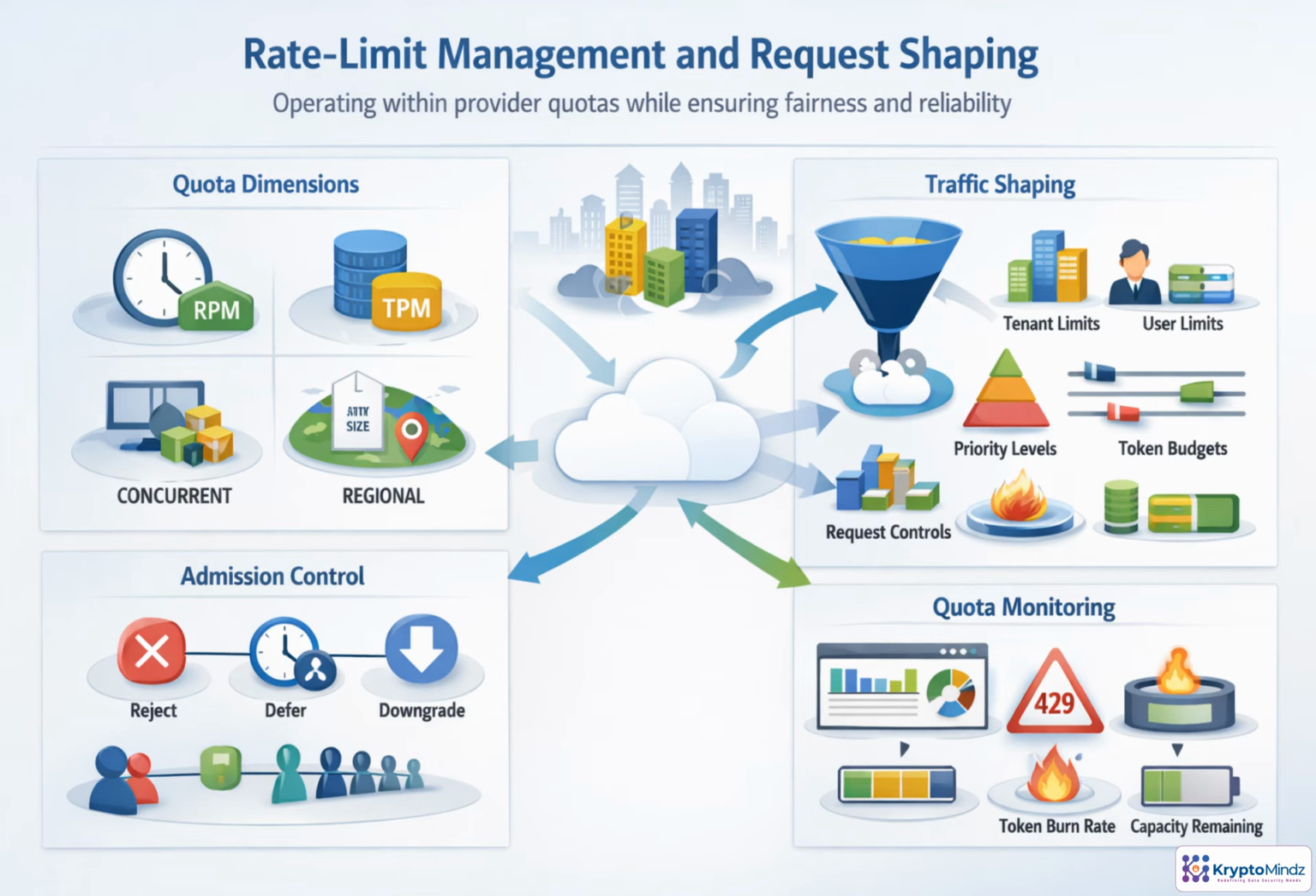Rate limits are operating constraints, not just errors to handle afterwards. Start by understanding every quota dimension: requests, tokens, concurrency, batch sizes, context windows, and region-specific limits. Then shape demand before it reaches the model provider. Give tenants and users fair budgets, classify priority, and cap oversized requests. When capacity tightens, admission control decides whether to reject, defer, queue, or downgrade to a cheaper path. Make quota visible with headers, dashboards, 429s, token burn, and remaining capacity so the system slows gracefully instead of failing suddenly.